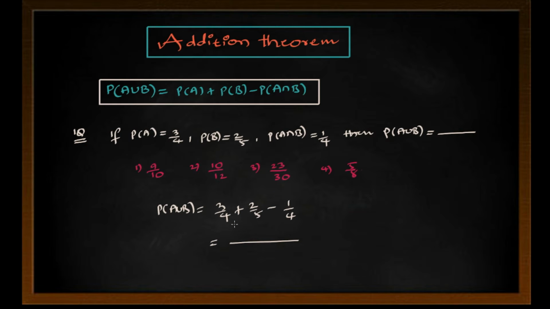Now first take the LCM. LCM of 4, 5 and 4 is 20. 4 in 20, 5 times, so multiply with 5: 3 5s are 15. 5 in 20, 4 times, so multiply with 4: 2 4s are 8. And 4 in 20, 5 times, so multiply with 5. So 15 minus 5 is 10, 10 plus 8 is 18, divided by 20. Cancelling, P of A union B equals 9 by 10. So the first option is the right option.